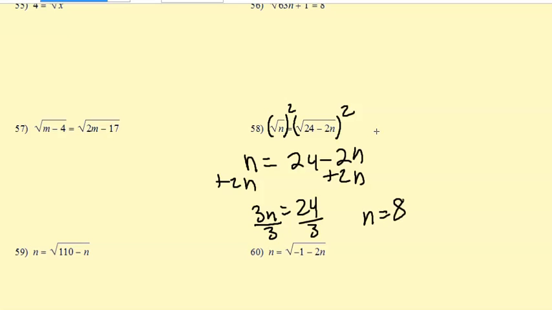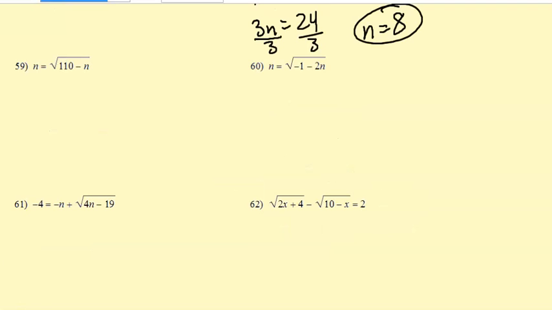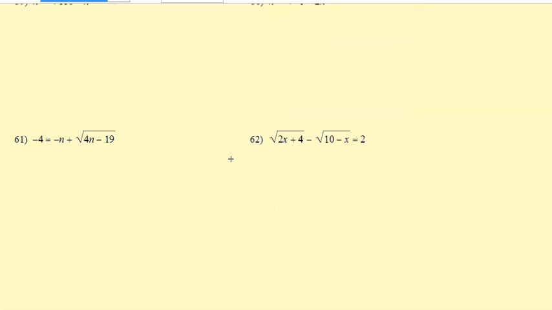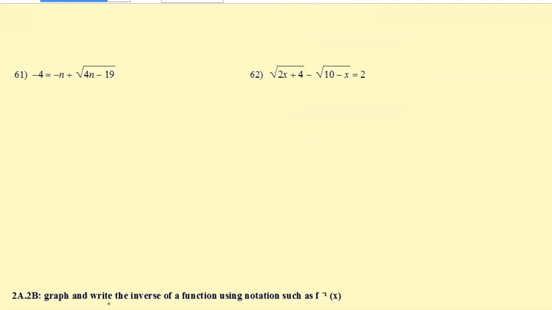N equals 8. And there's no extraneous solutions here because the square root of 8 is the same thing as the square root of 24 minus 16. It'll still be 8. So you need to isolate the square root, have it by itself, and then you would solve by getting rid of the square roots.